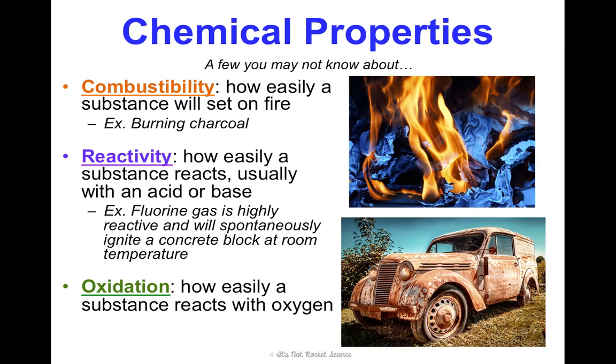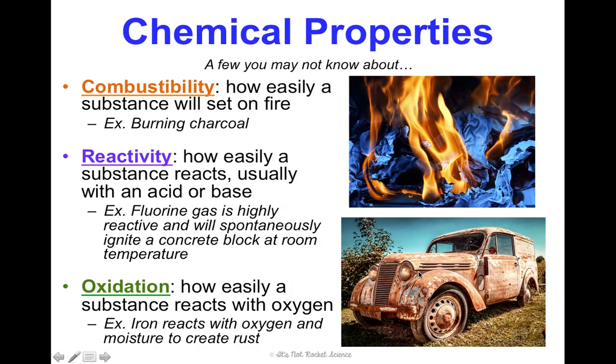Oxidation: how easily does a substance specifically react with oxygen? For example, iron reacts with oxygen and moisture and it creates rust. Something new has been created, rust. This is no longer the original iron. It's actually this new substance of rust, which makes it a chemical property.